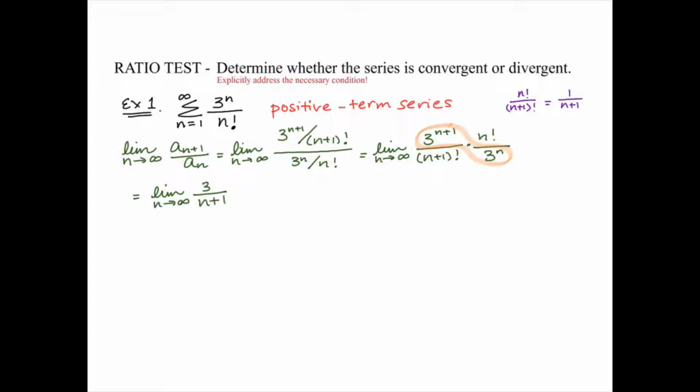So I am going to evaluate my limit now. Divide by the highest power of n in the denominator, which is n to the first. And I'm going to get 0 over 1 plus 0, which is 0. And so 0 is less than 1. If the limit as n approaches infinity of a sub n plus 1 over a sub n is less than 1, then our series diverges by the ratio test.